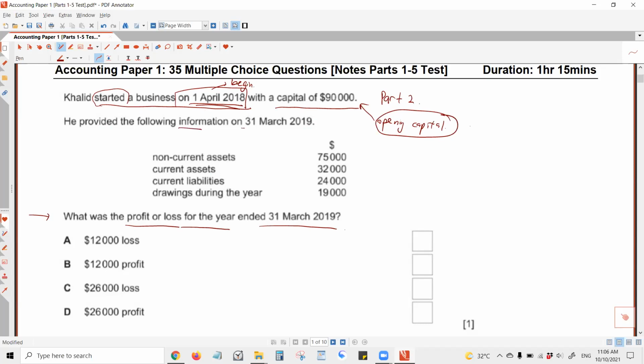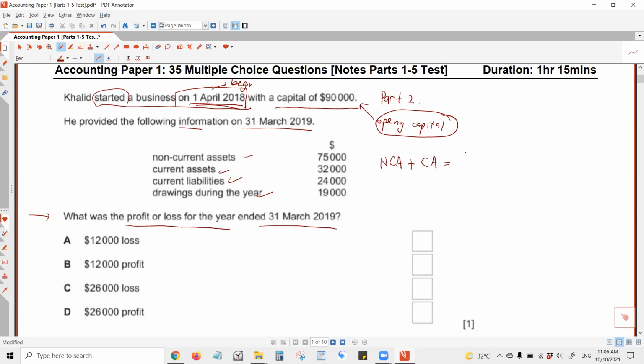The following info has been given: NCA, CA, current liabilities, and drawings during the year. If you cannot link to anything that you have learned, you will find it very difficult and not be sure how to start. But if you have revised all the topics and are very familiar with each one, you should be able to easily link this question to something you have learned. This is from part 2, this equation. You have to make use of this equation.